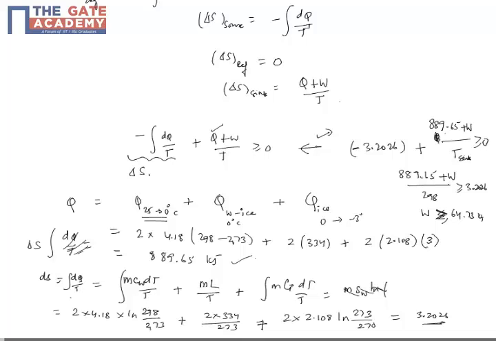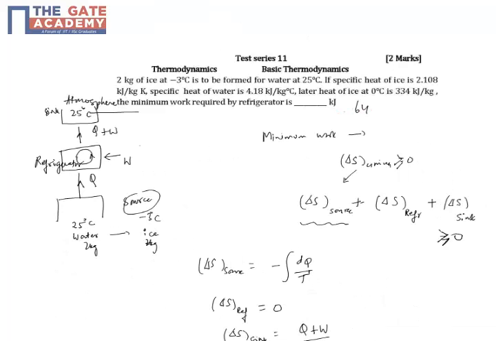So the minimum work you have to do, when everything is reversible, is 64.73 kilojoules. This is a very good problem which combines the entropy principle. So 64.73 is the minimum work you have to do by the second law of thermodynamics. Thank you.